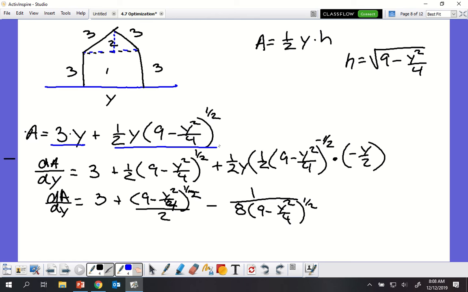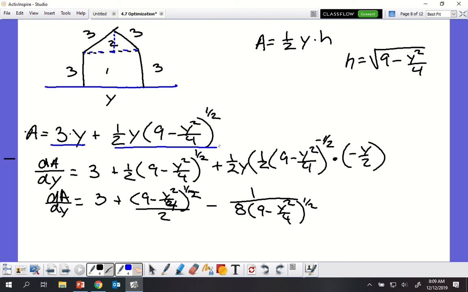Area 2 was this piece right here. So we went through and tried to find a value for h in terms of y, because that's the variable right here that I'm trying to find out for. I'm trying to find that value. If I find that value, then it's going to be able to maximize the area out of this.